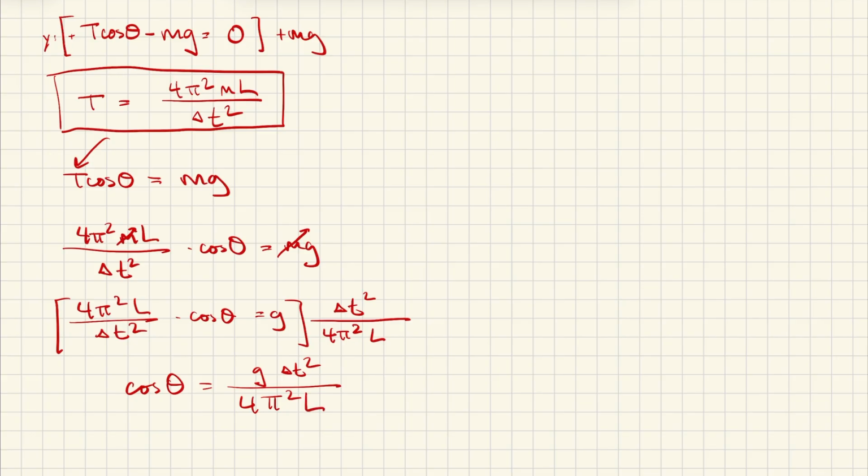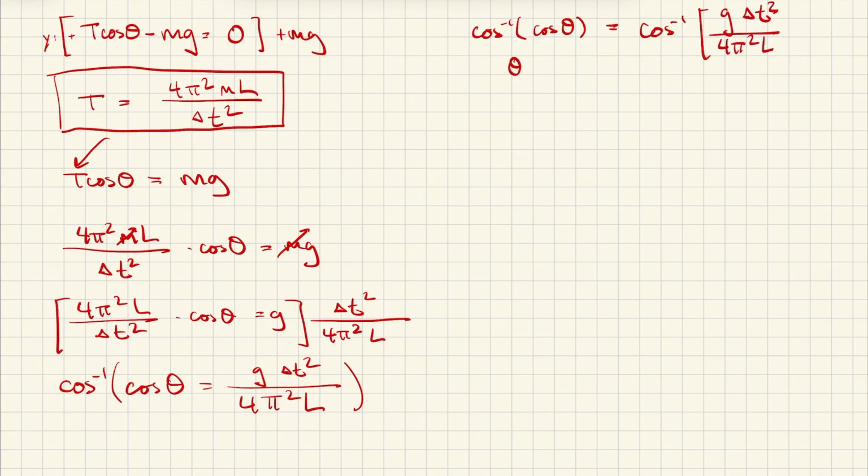And remember, the way that we can get rid of these cosines, these trig functions, is by applying the inverse function to both sides, right? So I'm going to apply the inverse cosine function to the left and right-hand sides. And the left-hand side is going to read cosine inverse of cosine of theta, which is really just theta. And the right-hand side is going to have to carry around this inverse cosine, but it's going to be the inverse cosine of g delta t squared over 4 pi squared L, right?